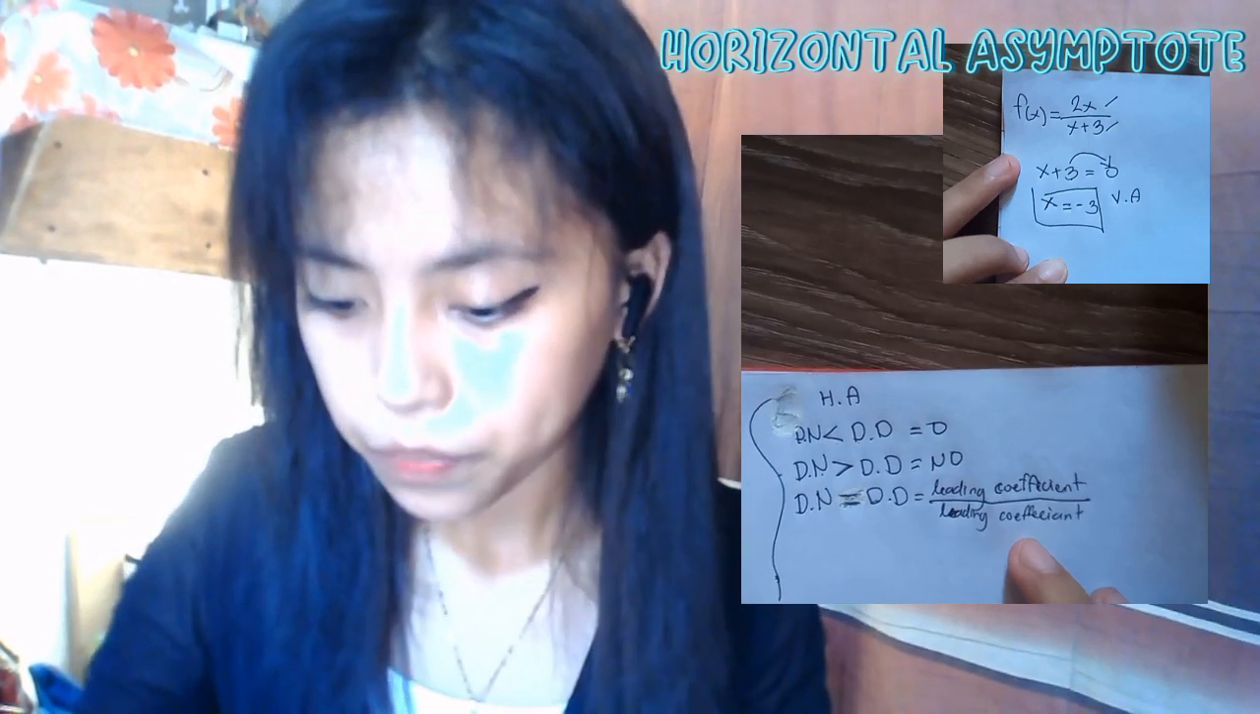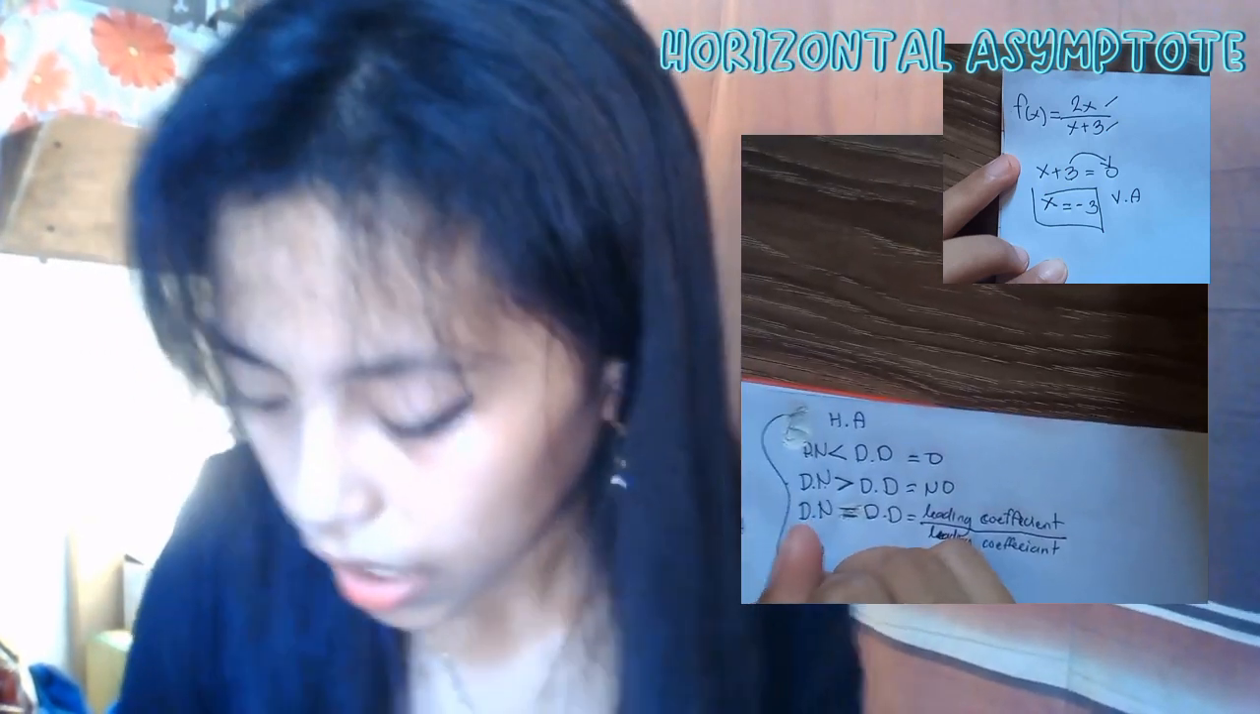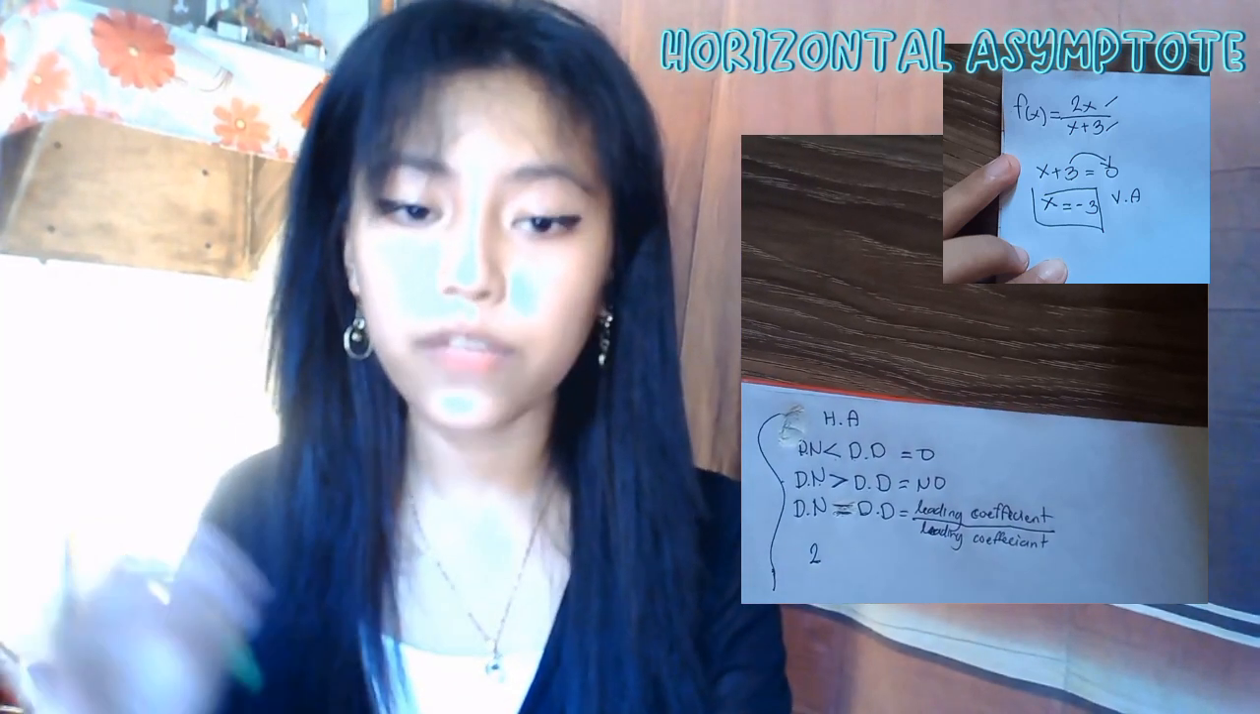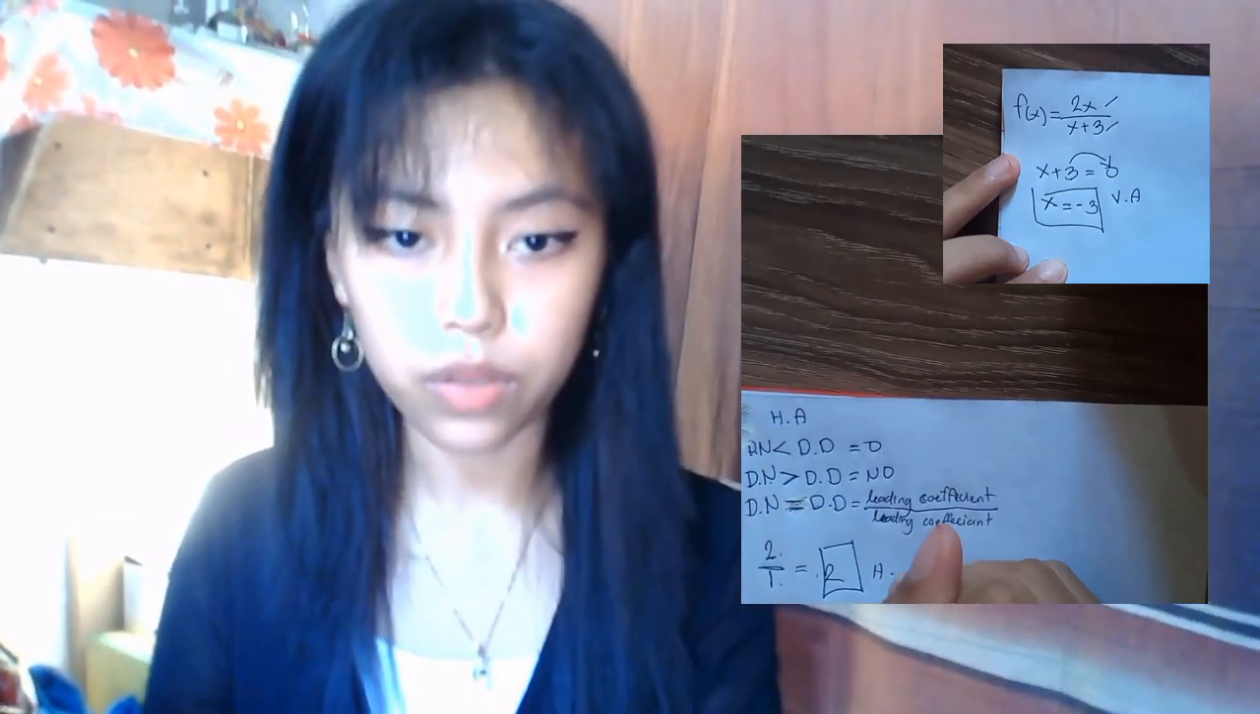As said here, we're going to get the leading coefficient of the numerator and denominator. Here, the leading coefficient in the numerator is 2. So, we're going to put 2 here. And always remember that in every variable, there is an invisible 1 beside it. So, here, our leading coefficient is 1. Simplify this. 2 divided by 1 is equal to 2. So, this is our horizontal asymptote.